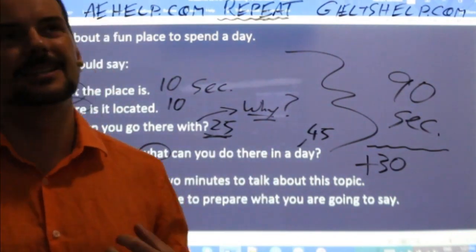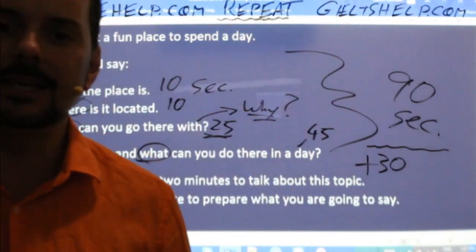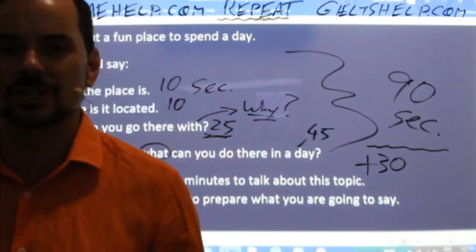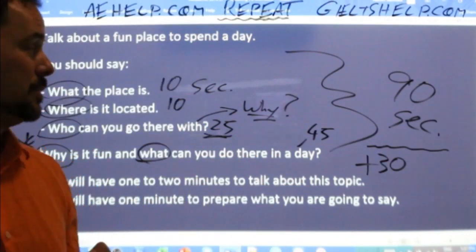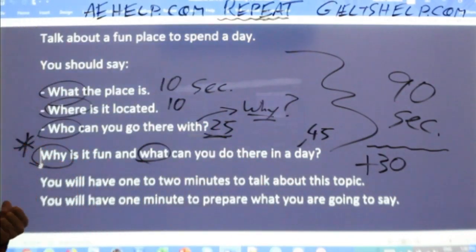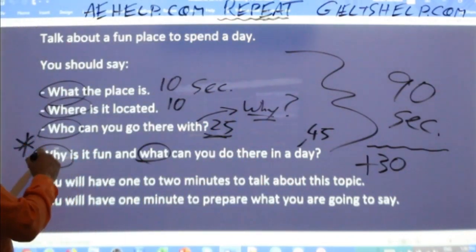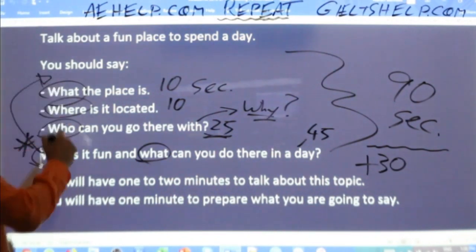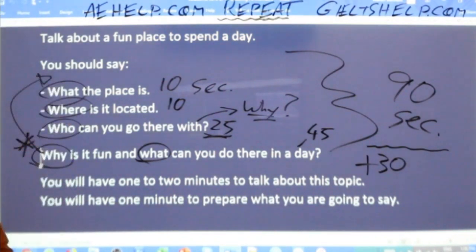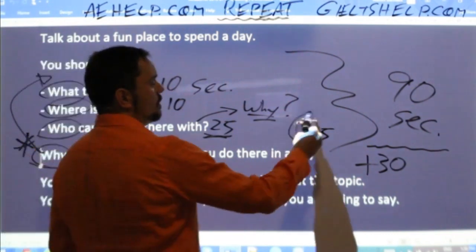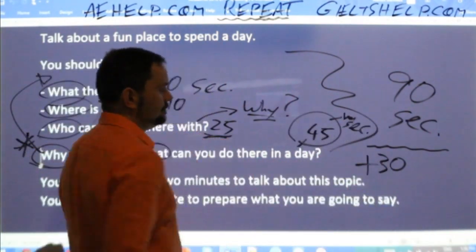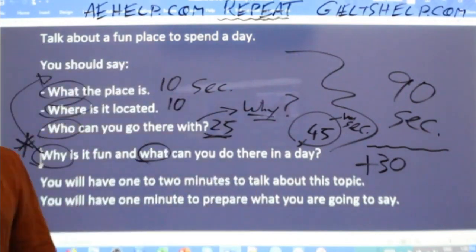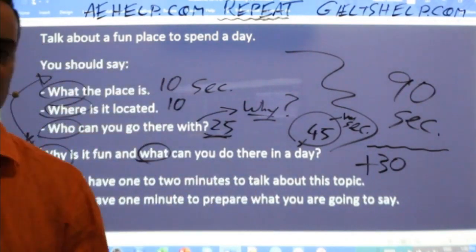It's a little bit tricky because it's your last question, and sometimes students even forget to talk about that one, which is really not good. Ideally, IELTS would put this in the beginning, but they can't because it's not logical. But this is your main question, so you'd want to spend 45 seconds answering that one. That's roughly your time allocation.